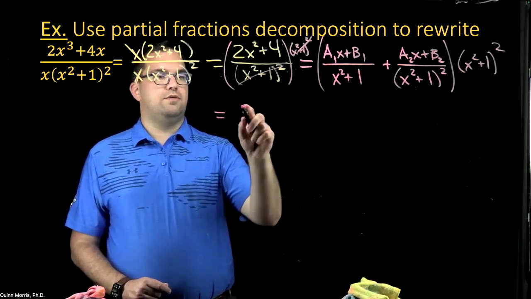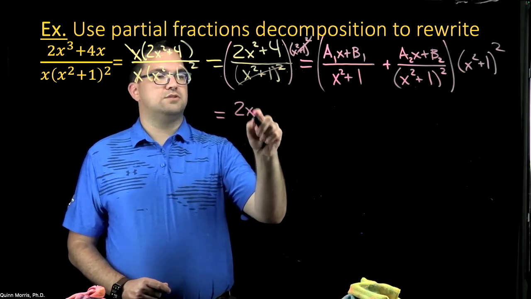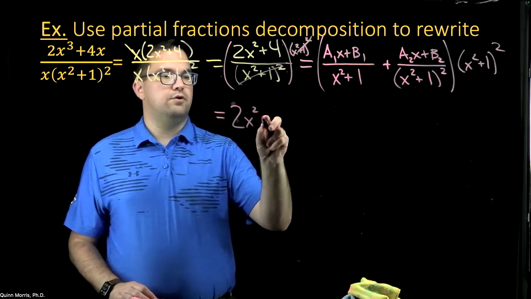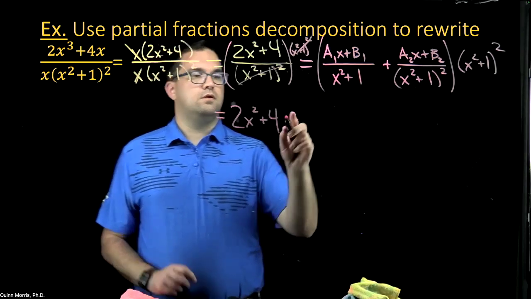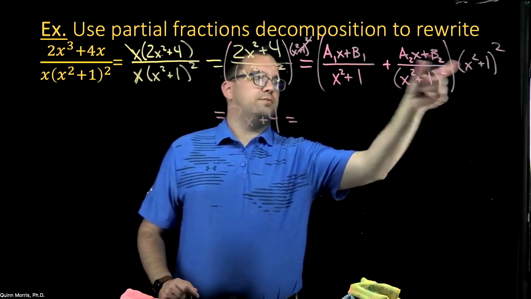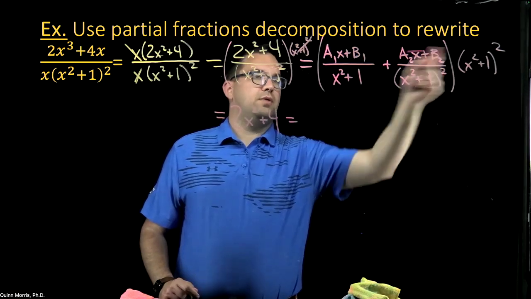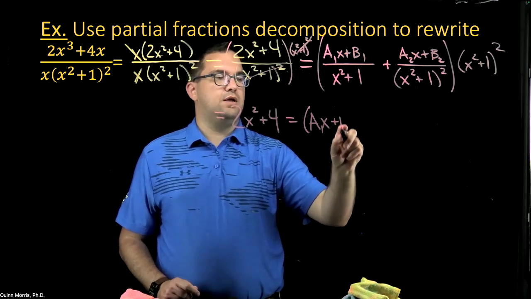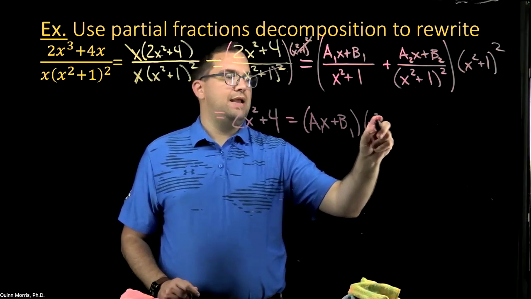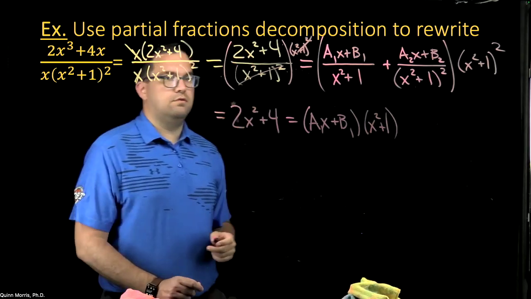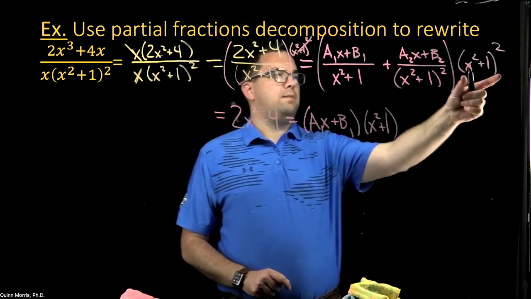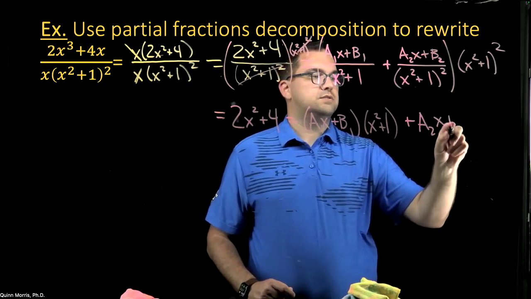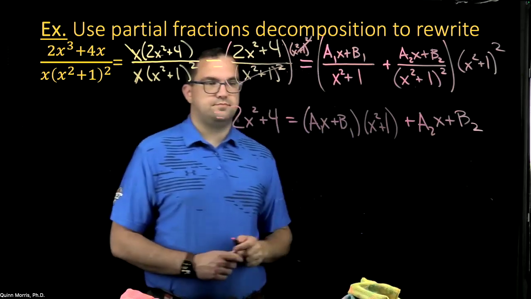So I will end up with 2x squared plus 4 is equal to, now when I distribute this here, one of the factors of x squared plus 1 will cancel, but the other will remain. So I end up with a1x plus b1 times the remaining factor of x squared plus 1. When I multiply here, these will actually both cancel, and so I'll be left with a2x plus b2.